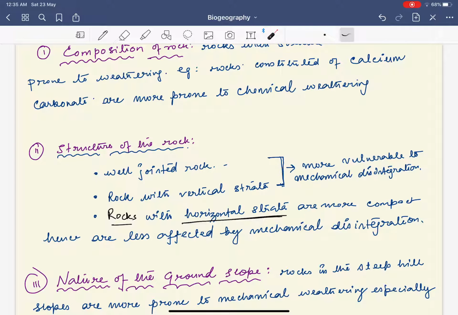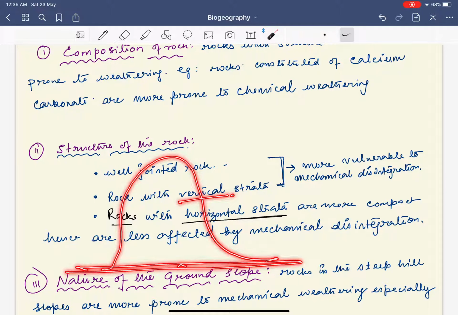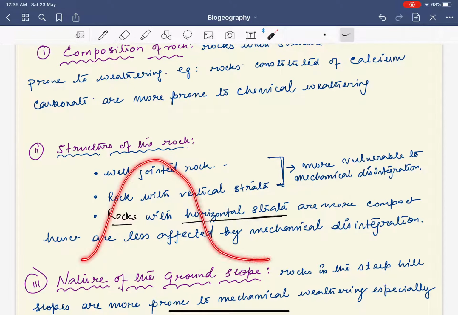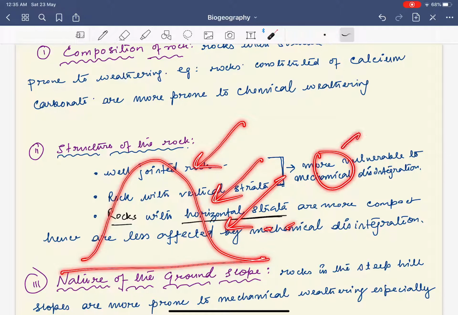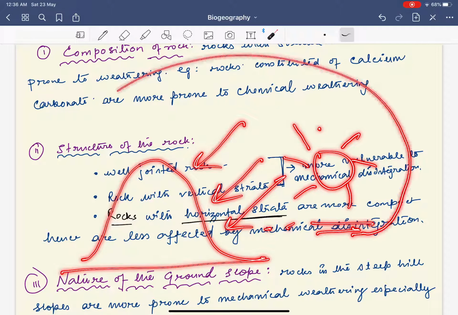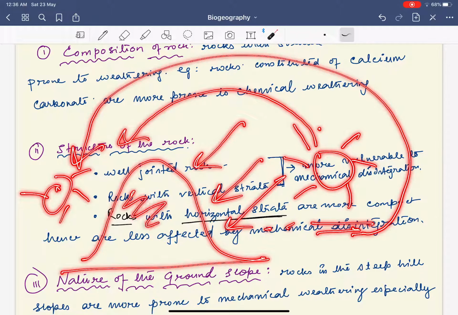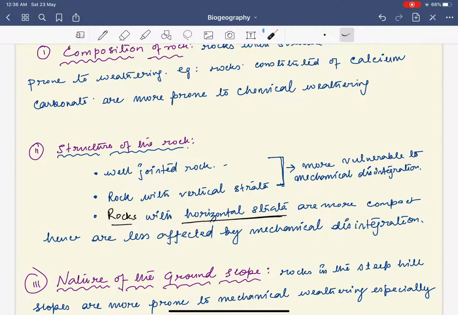Next are the rocks with vertical strata. When I say vertical, it obviously means rocks which are in vertical strata. Again, these rocks are more prone to mechanical disintegration. Why? Because rocks with vertical strata have differential heating. As we know, the sun rises in the east and sets in the west. When the sun is traveling, it results in differential heating of this entire region, as a result of which the rocks will disintegrate.